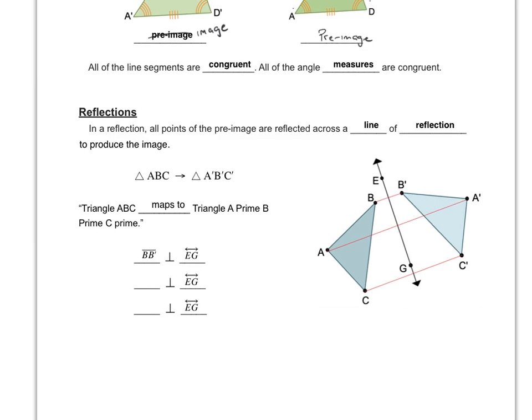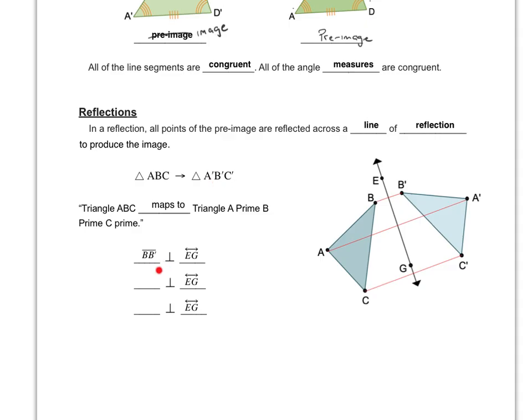In a reflection, all points of the pre-image are reflected across a line of reflection to produce the image. So here we have a pre-image, ABC, and our line of reflection here is going to be line EG. And then here my new image is going to be A prime, B prime, C prime. Again, triangle ABC maps to triangle A prime, B prime, C prime.